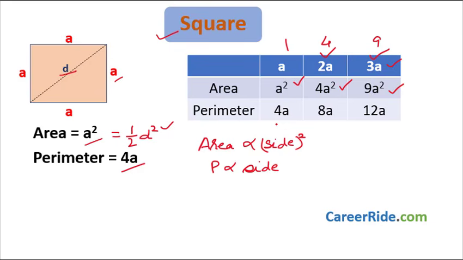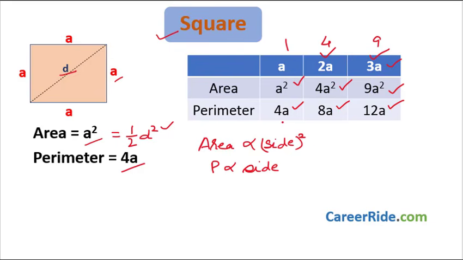How does the perimeter change? The perimeter in the first case, when the side is just a, is 4a, as we have seen. Now what happens when the side becomes doubled? It becomes 4 into 2a, so it becomes 8a. What happens in the third case when the side is tripled? It becomes 4 into 3a, that is 12a.